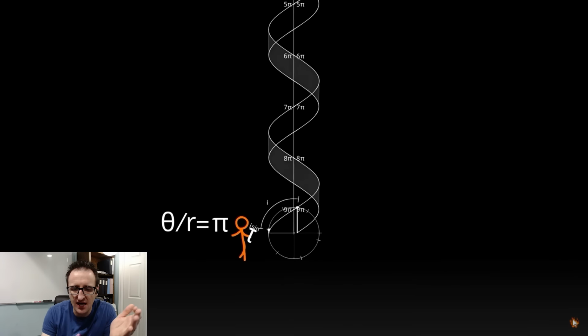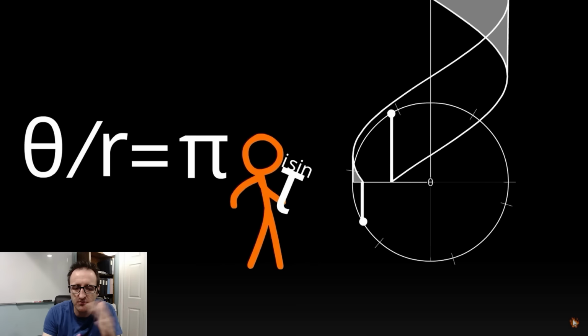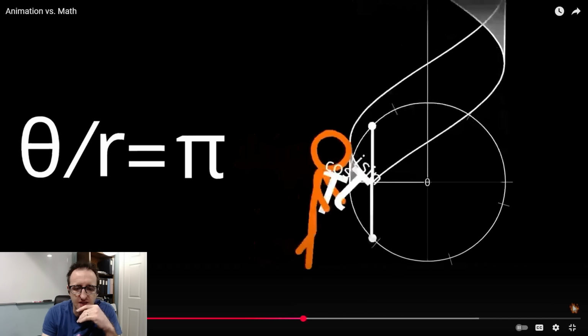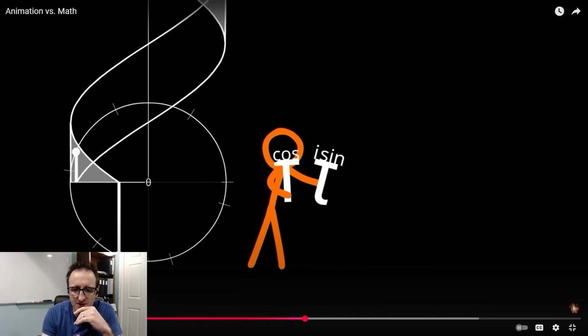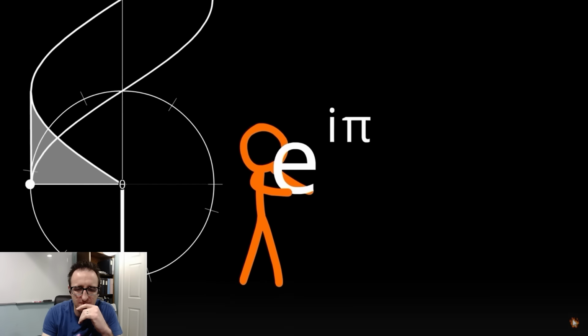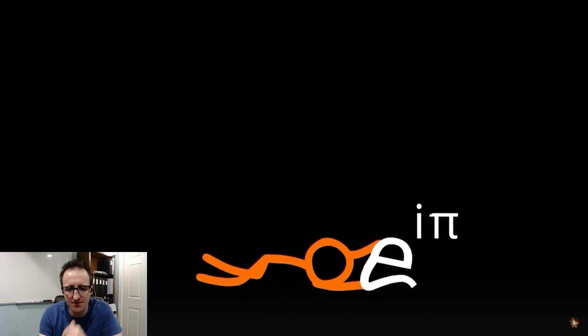And then when he makes it i sine, that's going to pull it up and move it to the top, I guess. And now you get this kind of fun little double helix. When he adds them, you get e to the i pi. There it is.